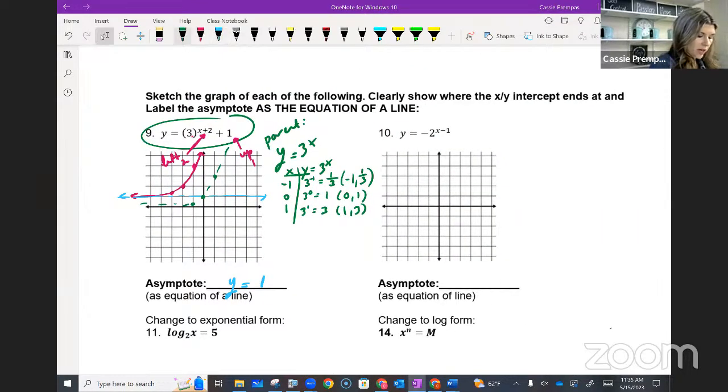And then I want you guys to practice 10 on your own, but just to start, what would be the parent graph? y equals 2 to the x. You actually take away the negative. You take away the -1. The negative will transform your graph. It's either going to reflect over the x or the y axis. The -1 is either going to shift it left or right. But I'm going to let you guys practice that one.